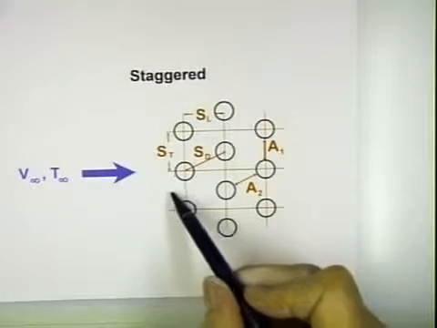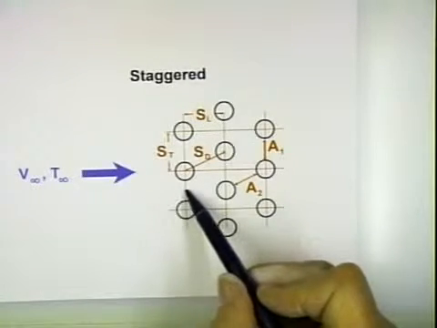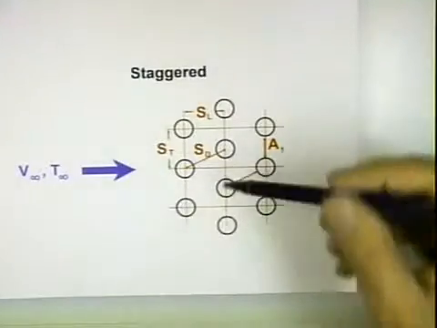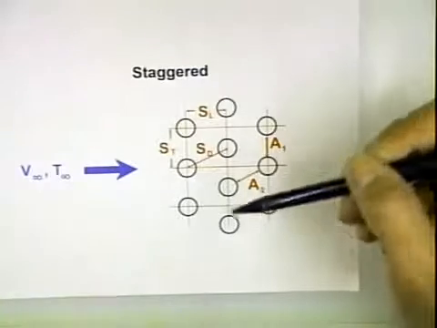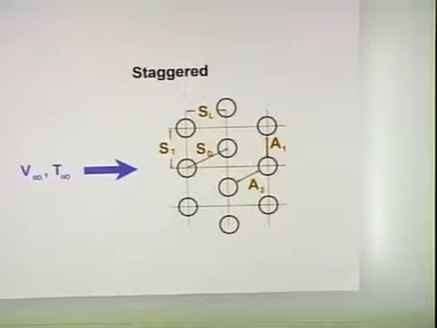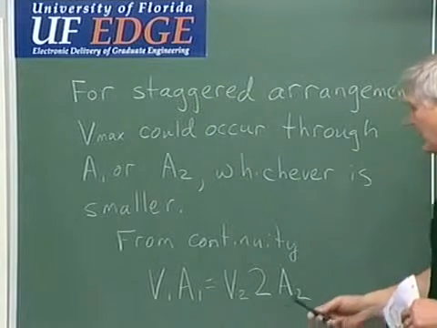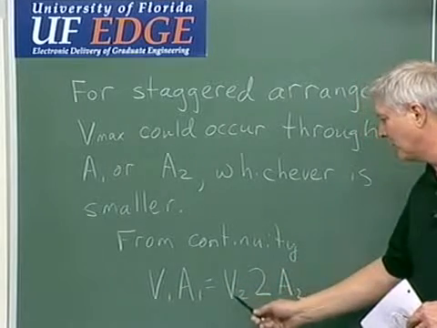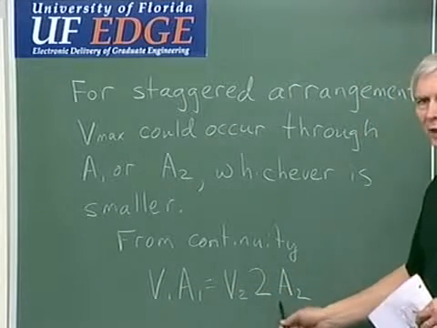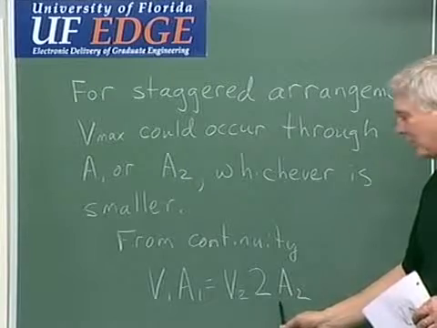Okay, so we have flow through A1, which is right here, then it bifurcates. Part of it goes over here, part of it goes over here, and we have to take that into consideration. The way we do that is, if we look at the board, we have from continuity, V1A1 equals V2 times 2A2, because it has to go through two A2s.